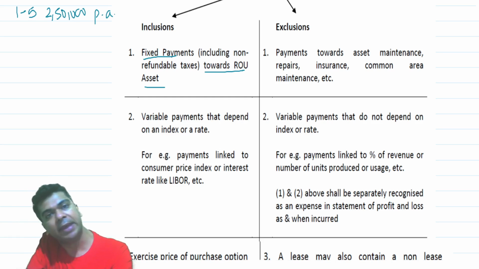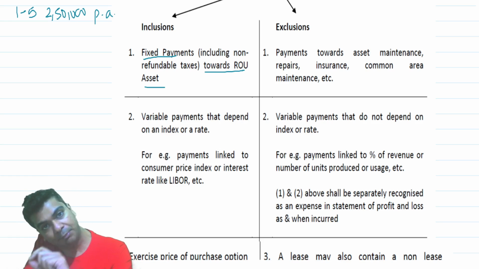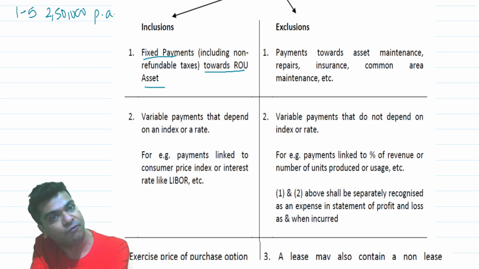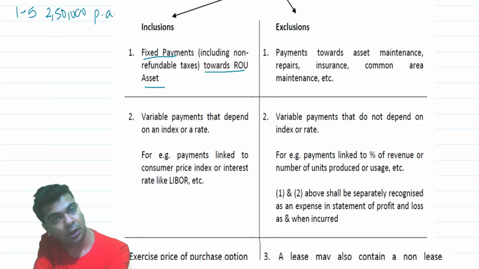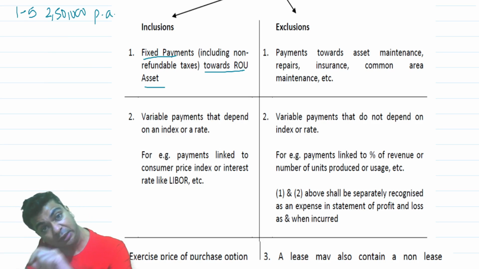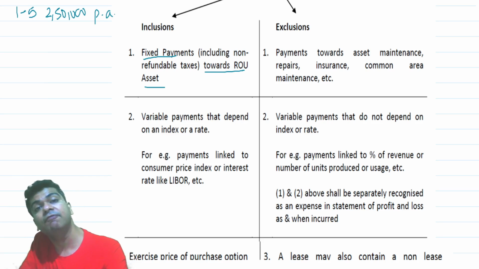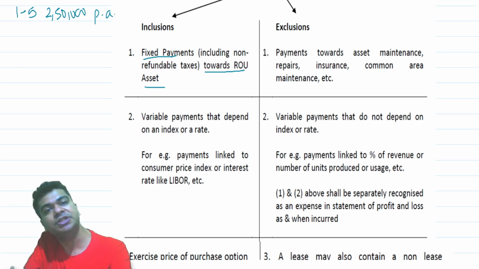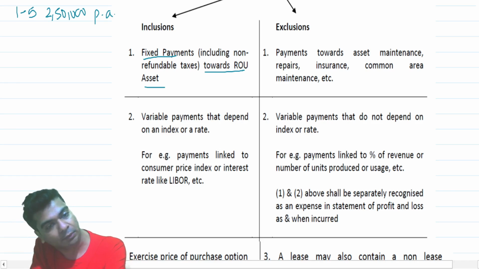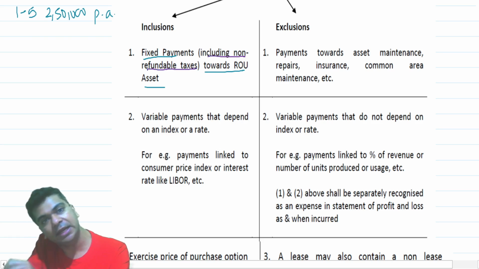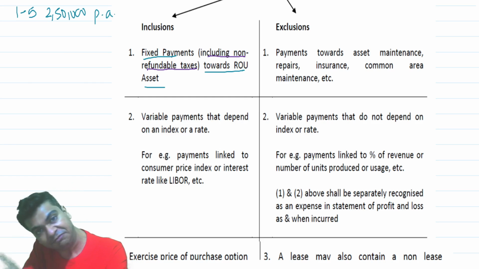For example, you might be paying some property tax, you might be paying some import duty. These are taxes, credit for which, refund for which will not be available in future. So non-refundable taxes will also be a part of the lease payments. Yes, if this 2,50,000 includes GST, then we know that credit for GST will be available. If credit for GST is available, then GST will be excluded. So that's the reason they are saying including non-refundable taxes. So any lease agreement in which a fixed payment is to be made, the fixed payment will be a part of the lease payments.